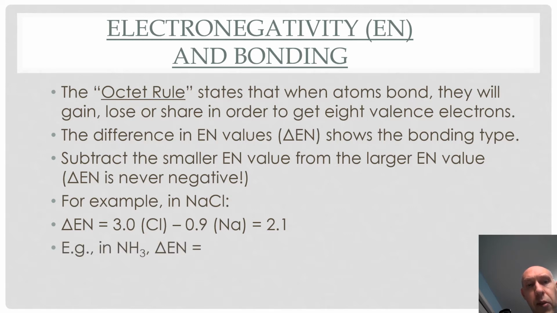If I take the case of ammonia, I look up the two values on a periodic table. Nitrogen is 3.0, hydrogen is 2.1, so I'm going to put the larger one first. That means I have 3.0. I'm going to subtract the hydrogen, which was 2.1, and I get 0.9.